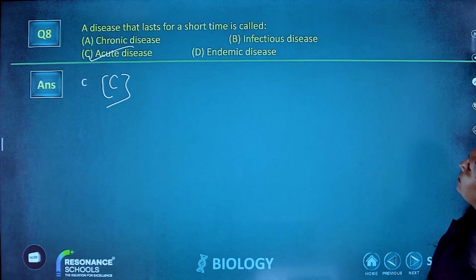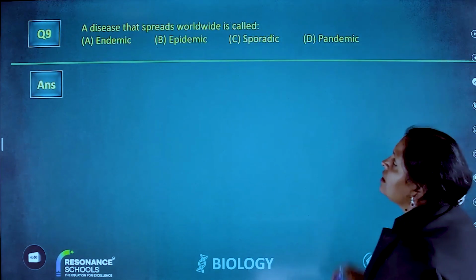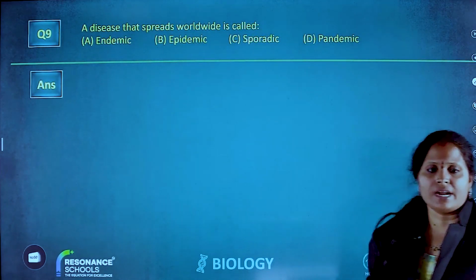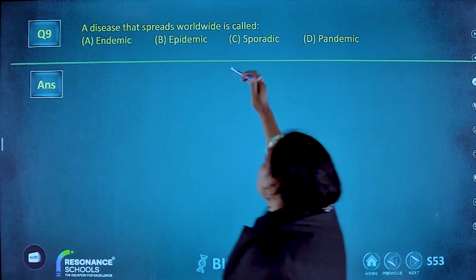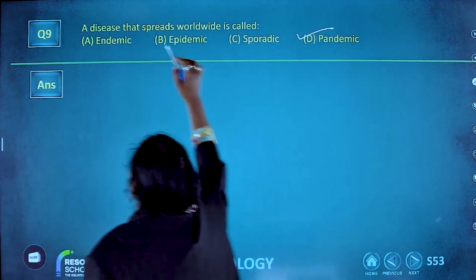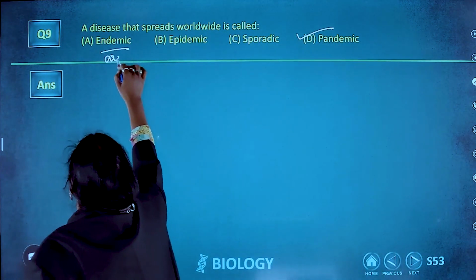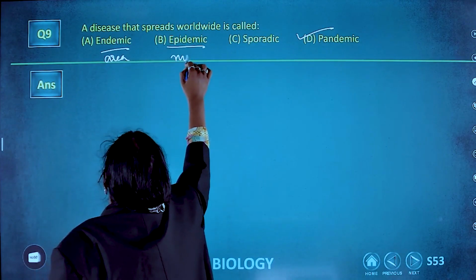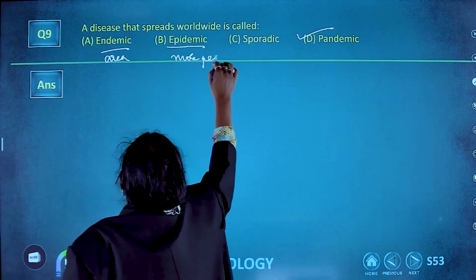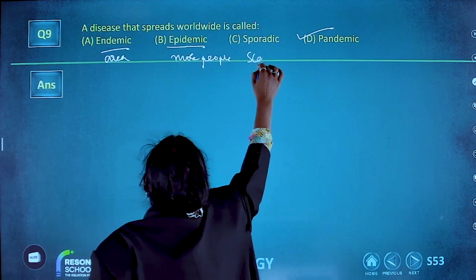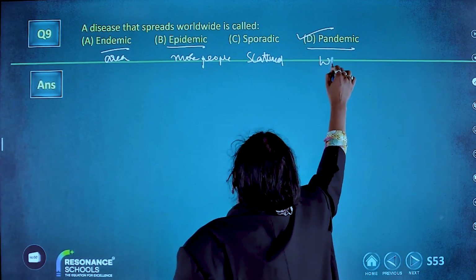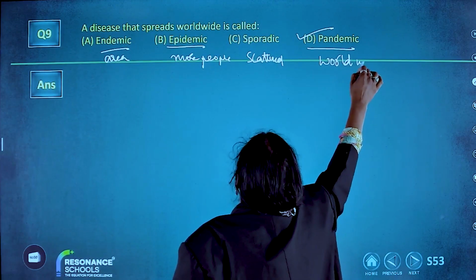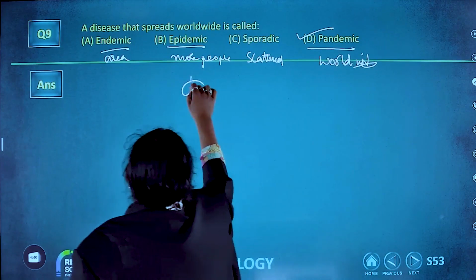Next, a disease that spreads worldwide. What is the name of it? Pandemic. Endemic means a single area. Epidemic means more people. Sporadic means scattered, very rare, not many. But pandemic means worldwide. So the answer is D.